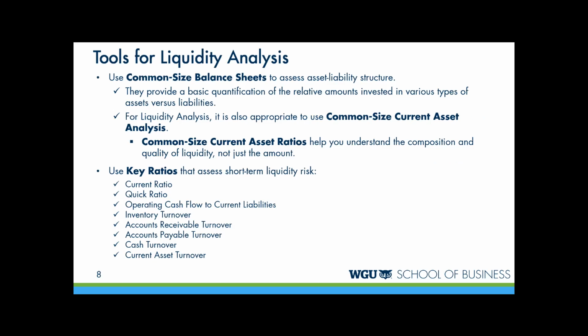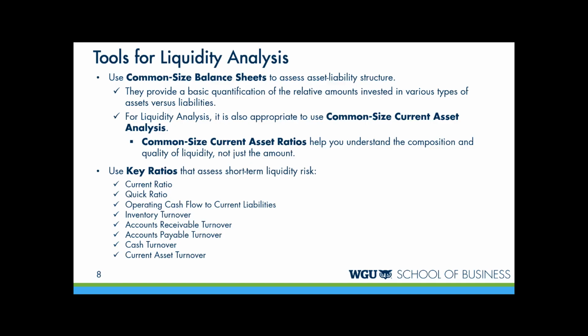What that means is, in a common-sized balance sheet, everything is portrayed as a percentage of total assets. Well, for liquidity analysis purposes, we're going to use just the current asset portion of the balance sheet. So all of our individual current asset accounts are going to be represented as a percentage of total current assets. This is going to help us understand how those current assets are composed as far as their quality of liquidity, not just the quantitative amount of funds available for liquidity purposes.